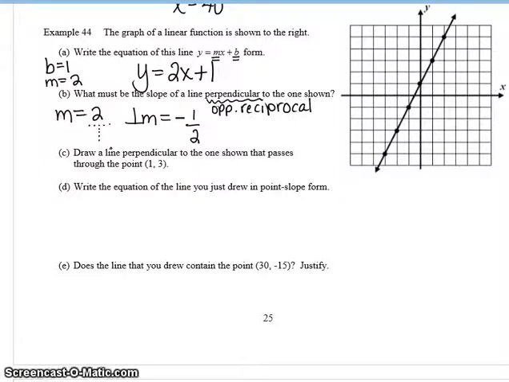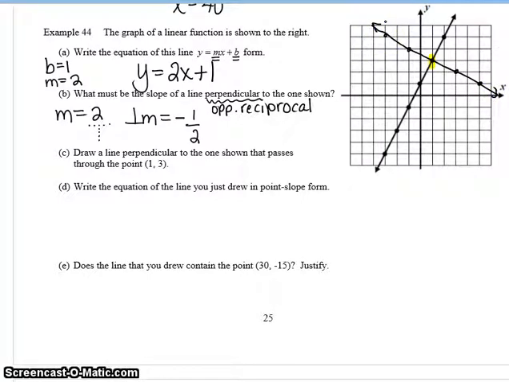Okay, draw a line perpendicular to the one shown that passes through the point 1, 3. Well, if you come over here to the point 1, 3, it wants me to draw that perpendicular. I have to do a slope of negative 1/2, which we just found in part B. Negative 1/2 means go down 1 over 2, put a dot. Down 1 over 2, put a dot. And some of us can reverse that and go over 2, up 1. Over 2, up 1. And then you just connect that. And there's my perpendicular line.